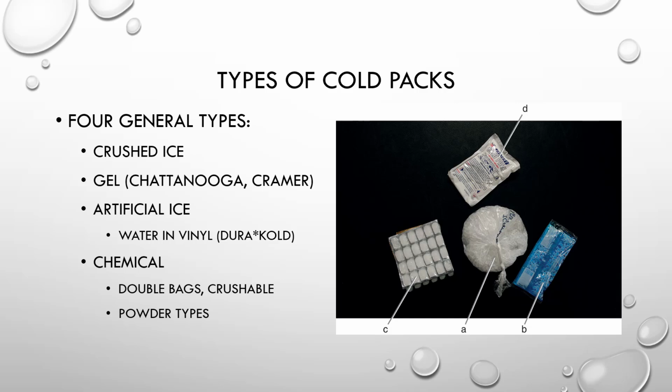There are different types of cold packs that we can use. There's 4 different types: crushed ice, a gel pack such as a Chattanooga or a Kramer pack, artificial ice such as water and vinyl, also known as a Duracold, or a chemical ice pack. These are often double bags and may be crushable, or they may be powder types.